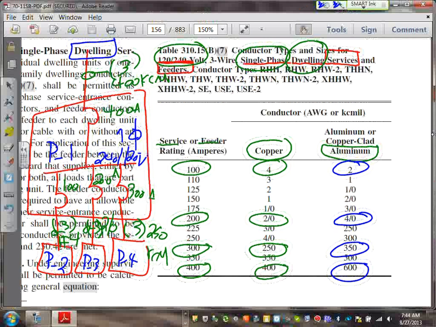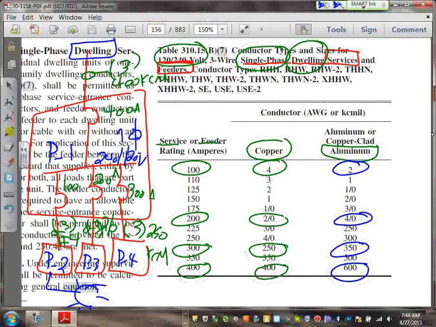Service, here's the service, bringing the power from the utility into my building. Feeders, distributing the power inside the building. Branch circuits are coming out of here and feeding a light or receptacle. That's what a branch circuit is. Can I use this table to size branch circuits? No. Why? Does it say branch circuits here?